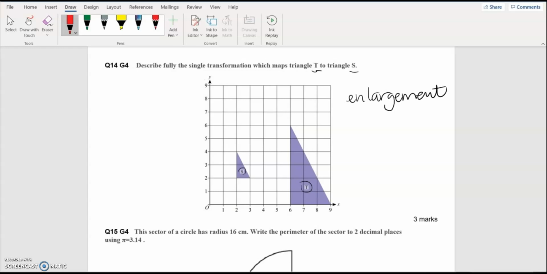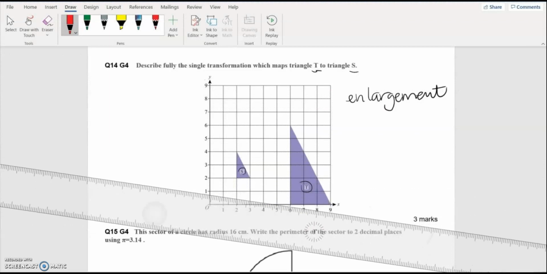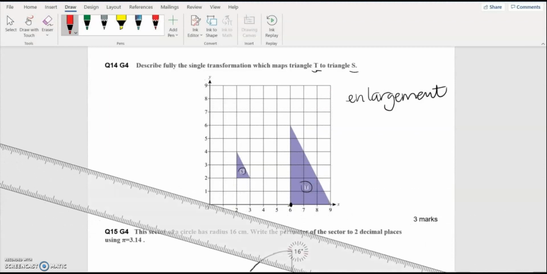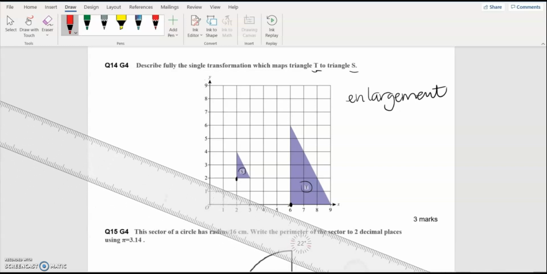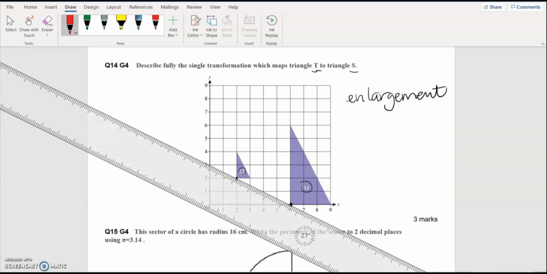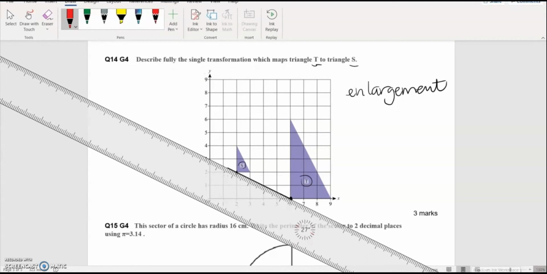Now there are 2 more things we need to find, and that is the center of enlargement and the factor. So to find the center of enlargement, we can use a ruler. I'll bring in a ruler and I'll pick 2 similar points, 2 similar corners, this one and this one, as you can see, and I will draw a line to connect them, and extend it in the grid. So we'll do the same now.